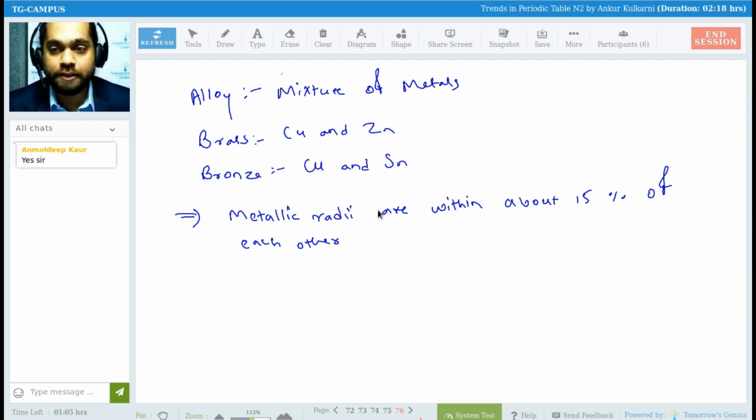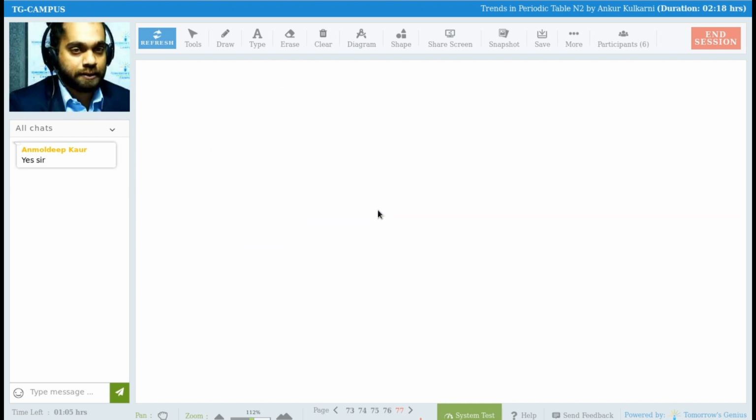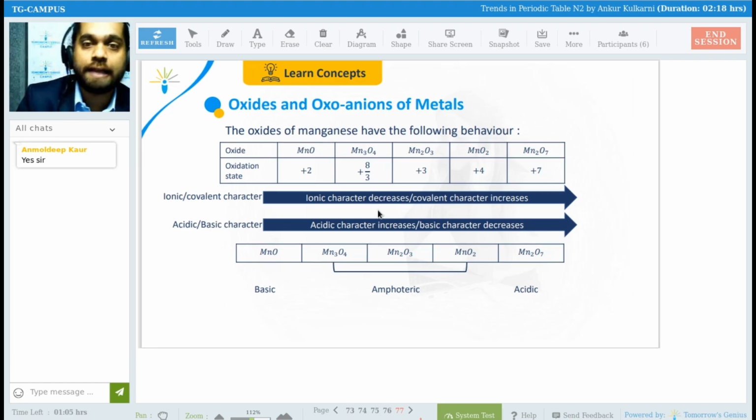Okay, next we have the oxides and oxoanions of metal. So over here, what we have are the oxides of metal.